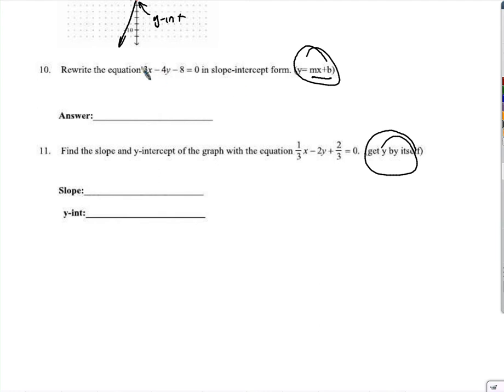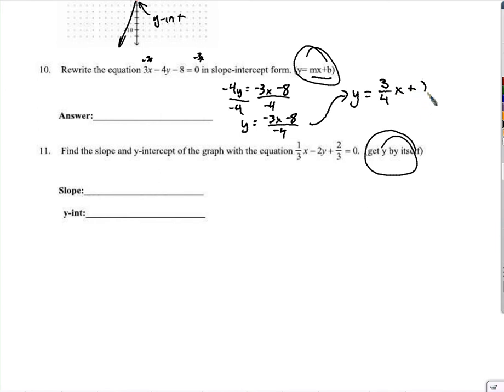Okay, so let's see. I'm going to subtract 3x from both sides. Negative 4y equals negative 3x minus 8. Then I'm going to divide both sides by negative 4. Y equals, I could write it like this, it would technically be correct, but it's asking me for the slope-intercept form. That's not slope-intercept form. It's got to be a number times x plus b. So I divide this by negative 4, I divide this by negative 4. Negative 3 divided by negative 4 is positive 3/4. That's times x. Plus 2. So y equals 3/4 x plus 2.